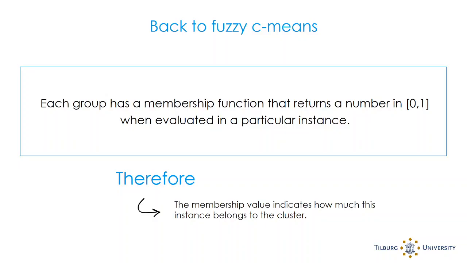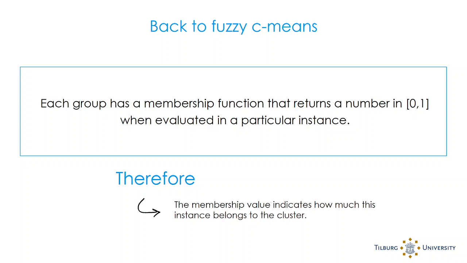Now, back to the fuzzy C-means algorithm. Each group has a membership function that returns a number in the interval [0, 1]. This is quite important. Membership functions produce values in the [0, 1] interval, and the way we have to understand those values is by analyzing the membership of each object to the different sets. In this example, the sets are just the groups.